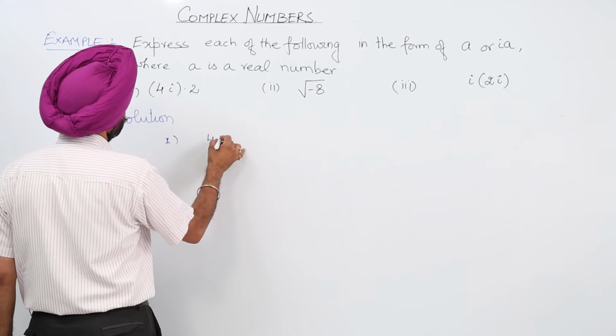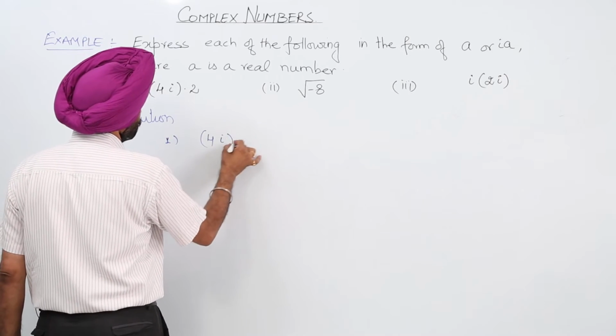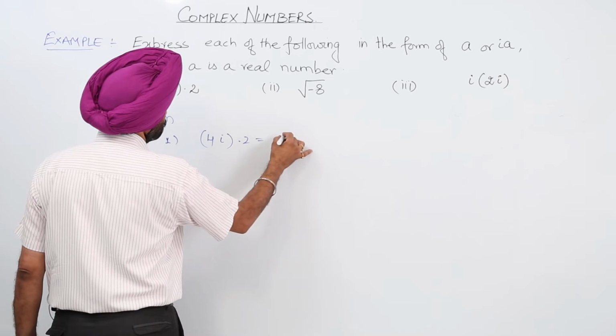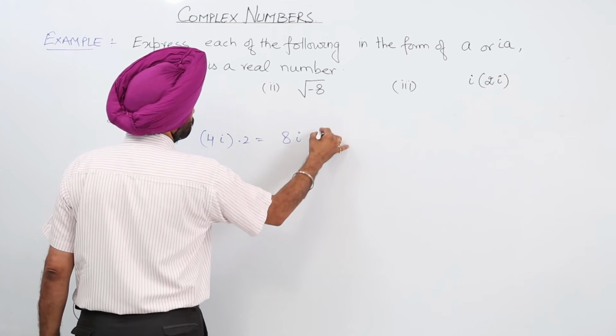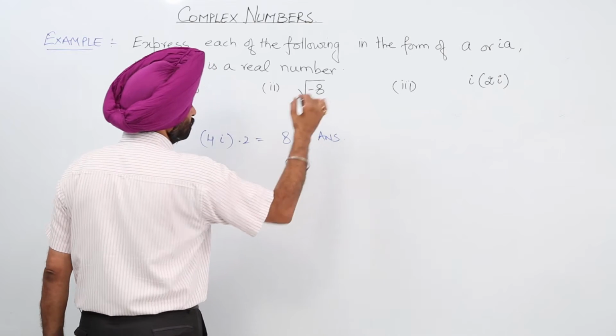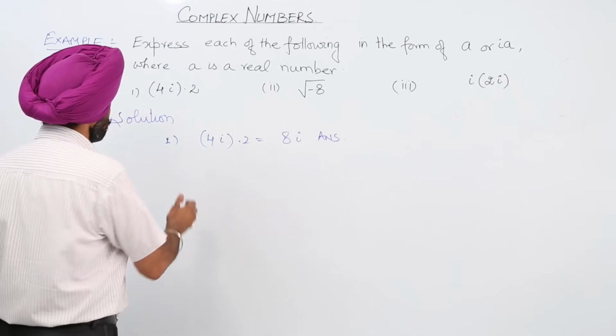So, we are having 4 iota times 2. Now, this is 8 iota. This is the answer. Is it clear? Simple calculation. Number 2.